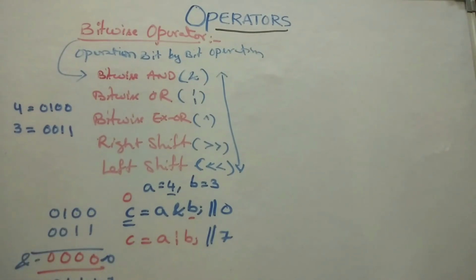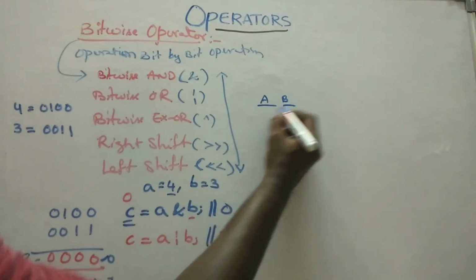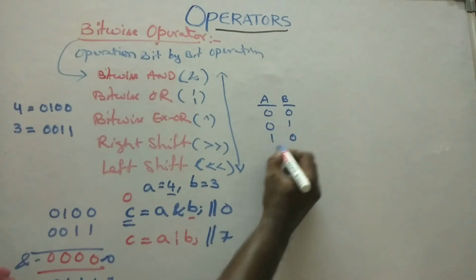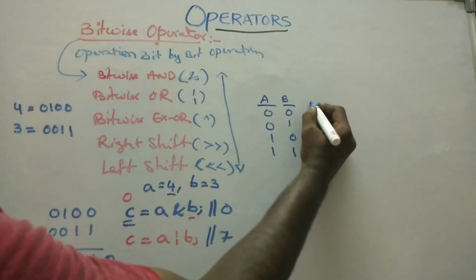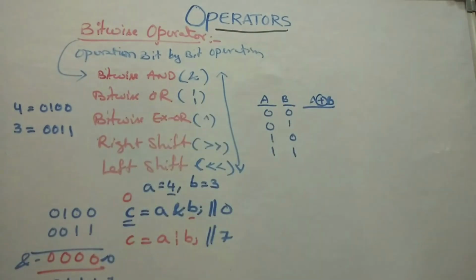Same as if we can do using exclusive OR. Now what is the truth table for exclusive OR? If we take two inputs, suppose A is 0 and B is 0, A 0 B 1, A 1 B 0, A 1 B 1. In between, if we use A exclusive OR of B, what is the truth table?